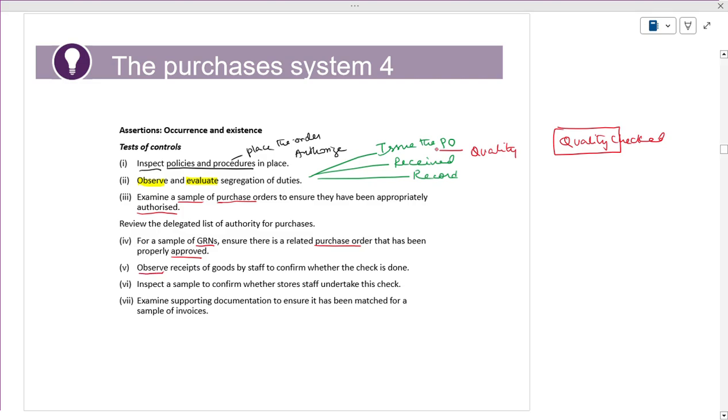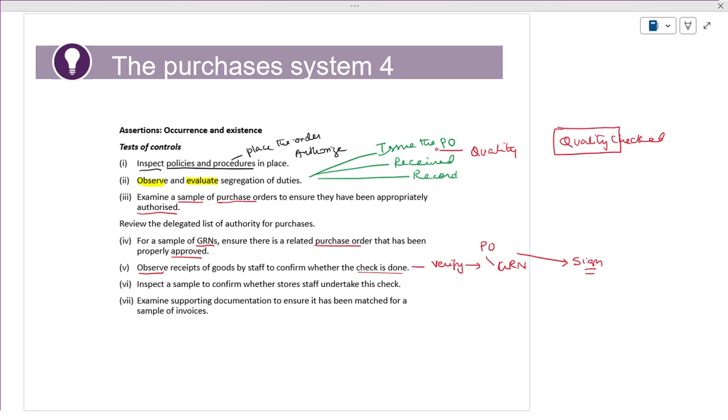Observe receipts by staff to confirm whether the check is done. Whether they have put the stamp, is it right? That yes, it has been verified. Okay, we are saying from whom they are verifying. They are verifying with the purchase order. Is it right? They are verifying with the purchase order, the goods received note. Whichever staff does it, that staff will sign: yes, I have received the goods to confirm whether the check has been done.